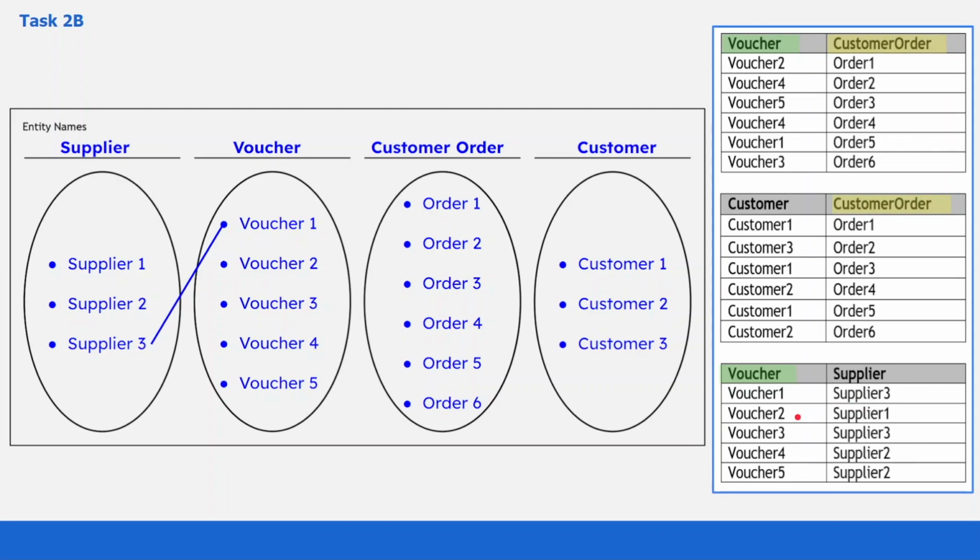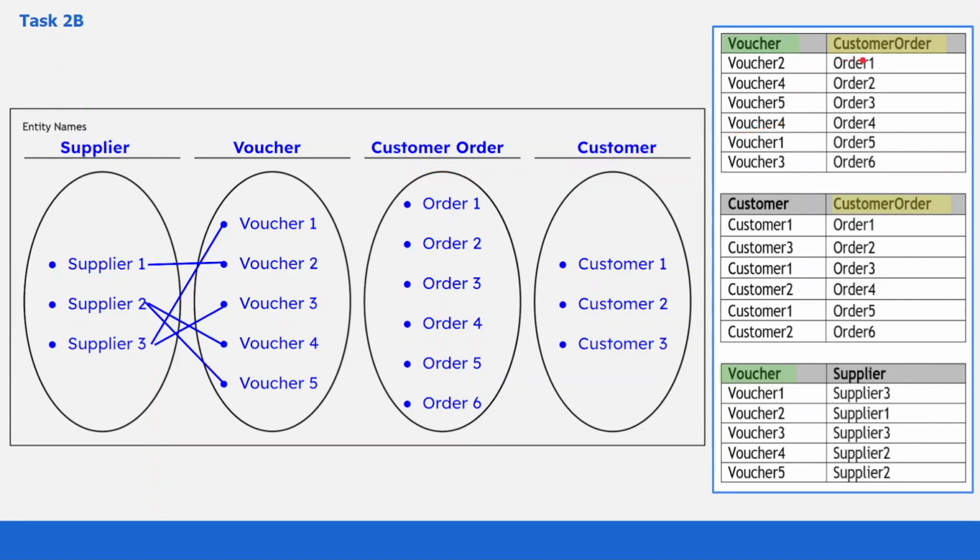Voucher 2 is matched up with supplier 1, voucher 3 is matched up with supplier 3, voucher 4 and voucher 5 both with supplier 2. Now moving on to the relationship between voucher and customer order.